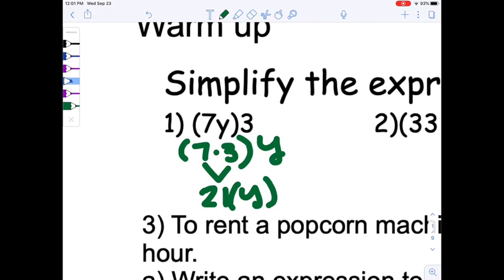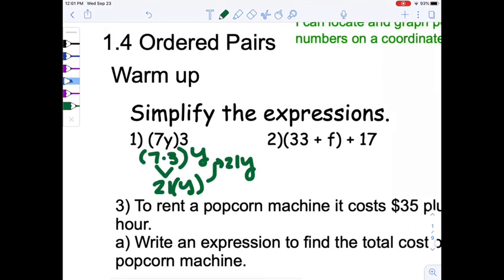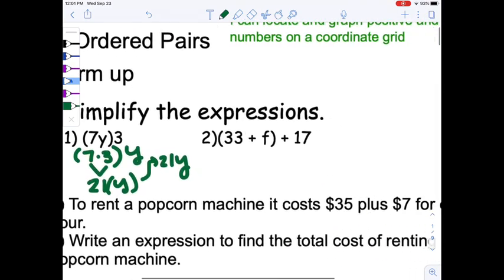The only way to write this simpler is to just write it as 21y, because when we have both a number and a variable, we don't have to put anything in between them. When we're multiplying, I should say.